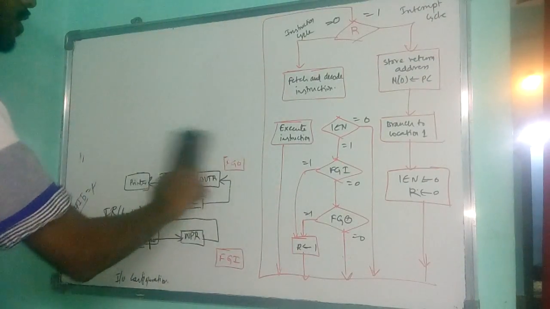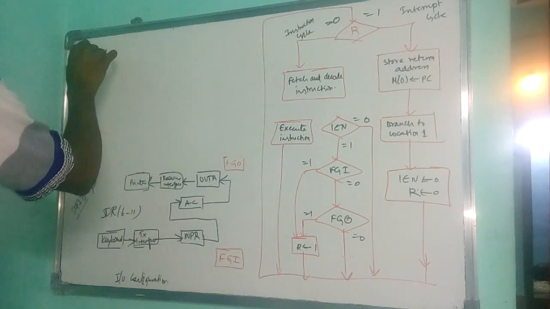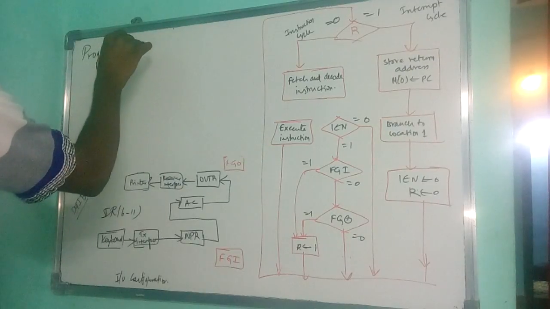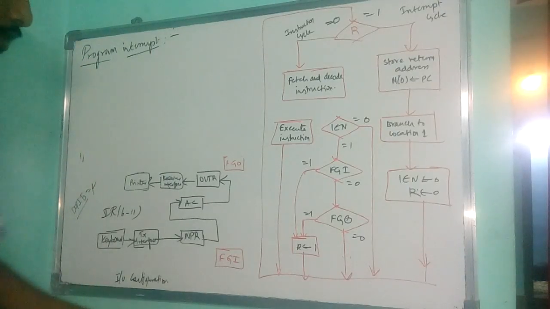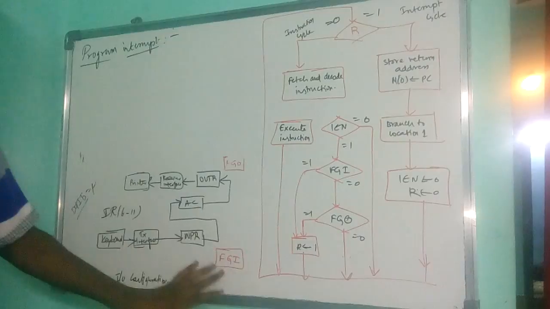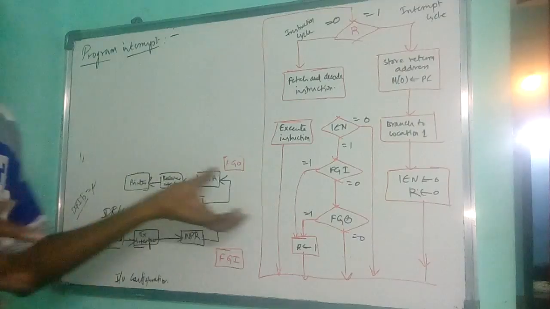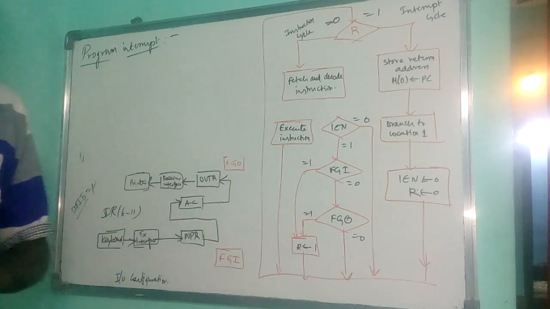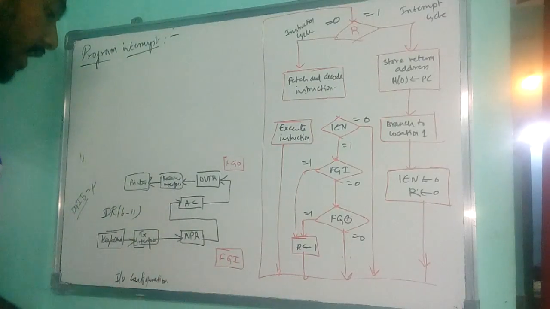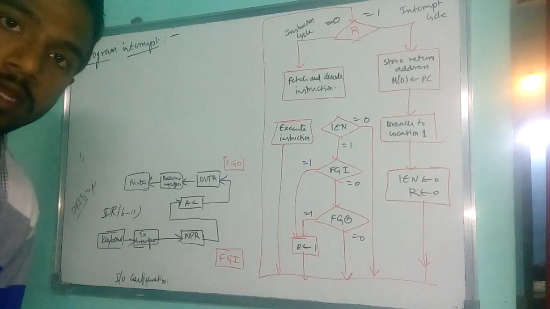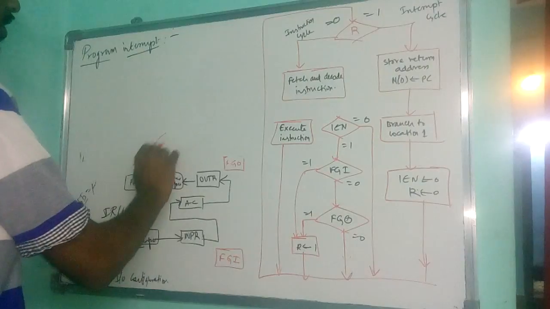Next is program interrupt. Whatever procedure we have been dealing with here is called programmed control transfer. This is all programmed control transfer. But transferring the information in or out from the accumulator in this way is inefficient.